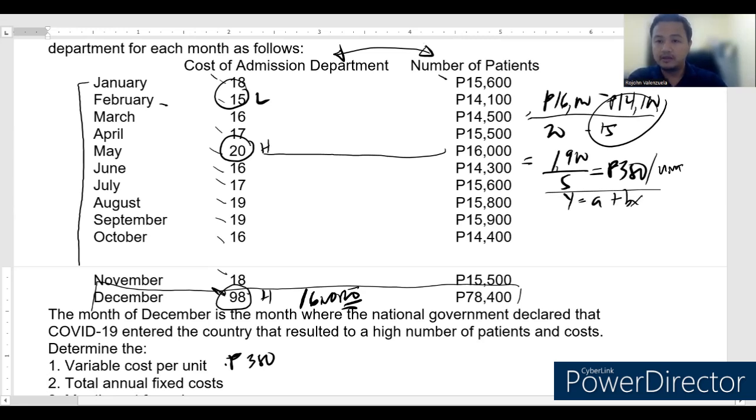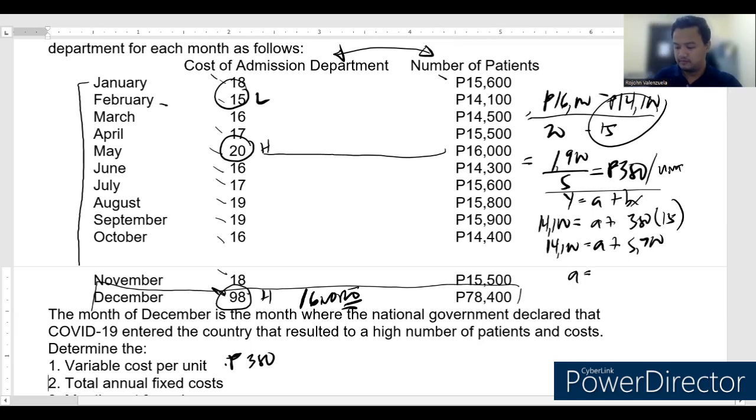Okay? So y, gamitin ko yung lowest natin. Y is equal to 14,100 equals a plus 380 times 15. Yan. So 14,100 equals a plus, so 380 times 15, 5,700. So a is equal to 14,100 minus 5,700, 8,400. So ito na yung monthly. Bakit monthly siya, sir? Kasi yung ginamit mong data isang buwan lang, which is halimbawa yung February, ito yun.